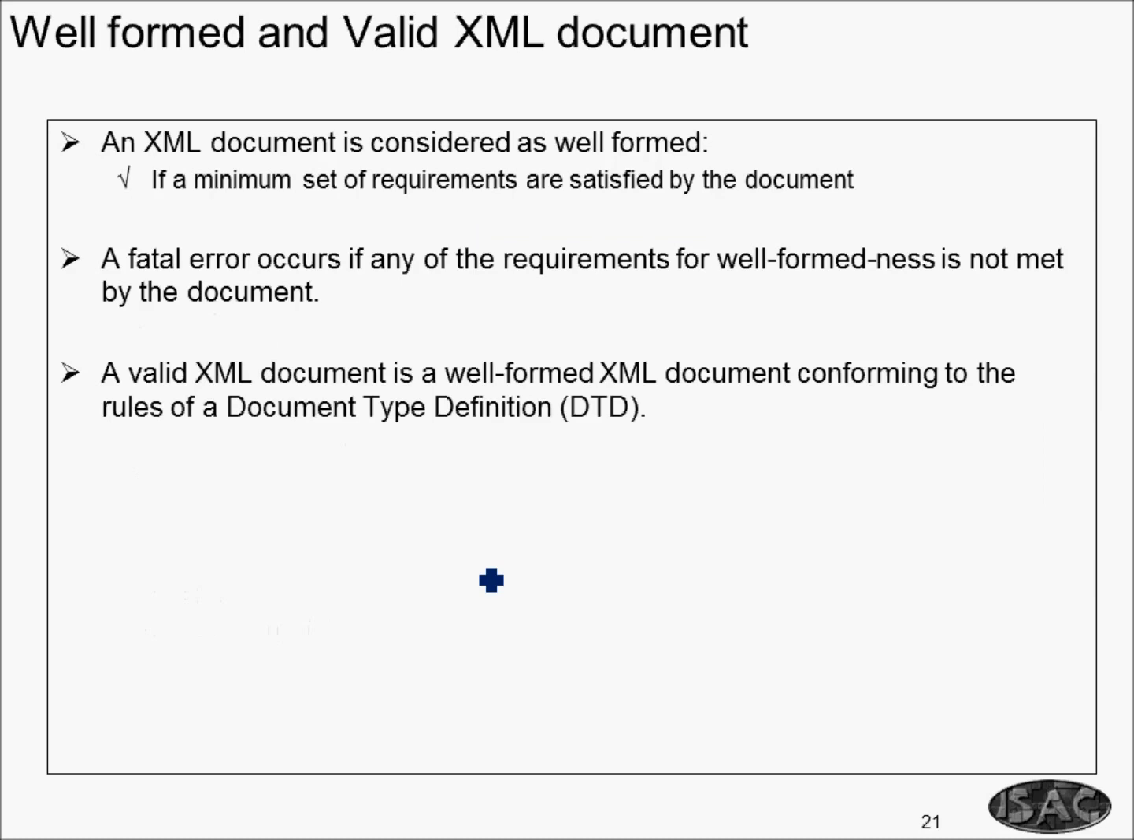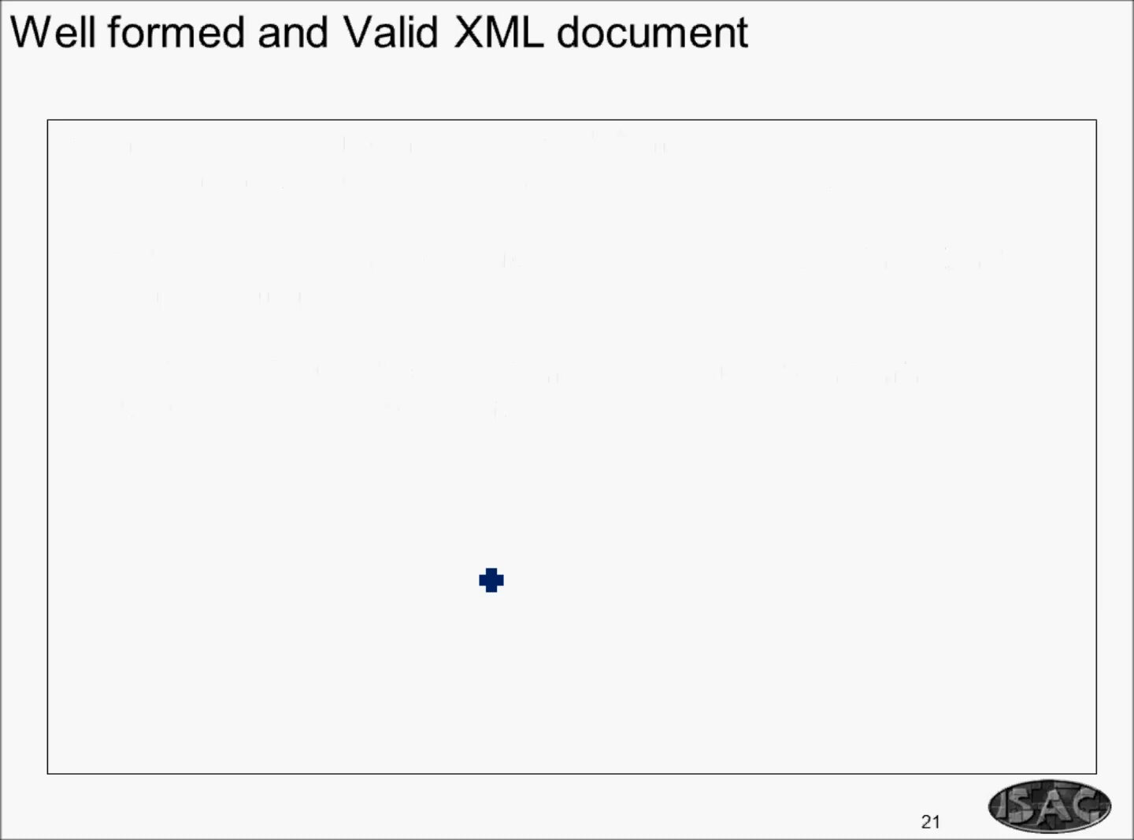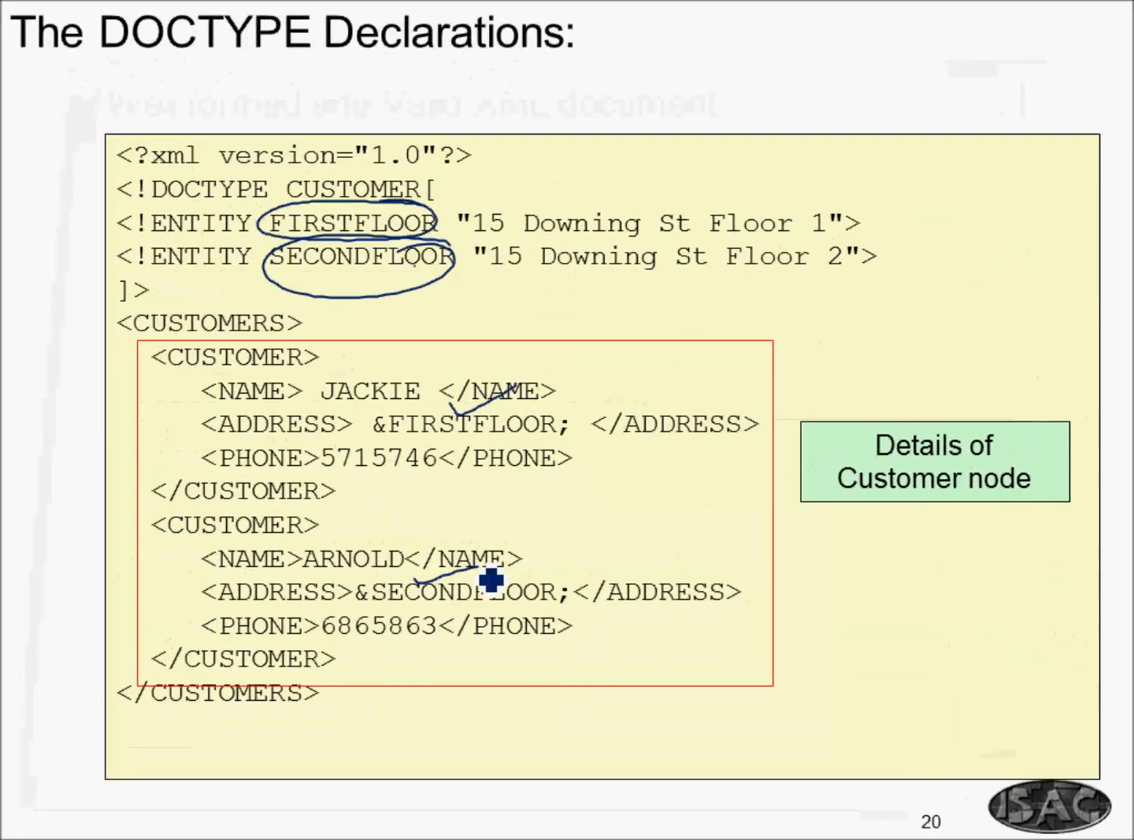Now we'll go into well-formed and valid XML documents. That will be the next section, and we'll take a break here. The last one was the doc type declaration.